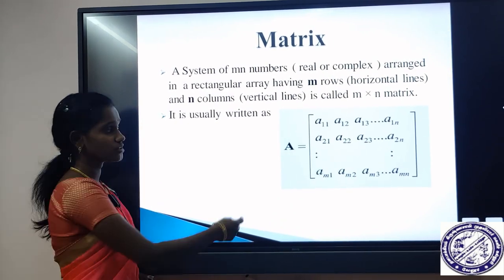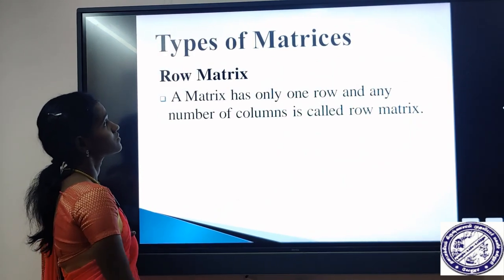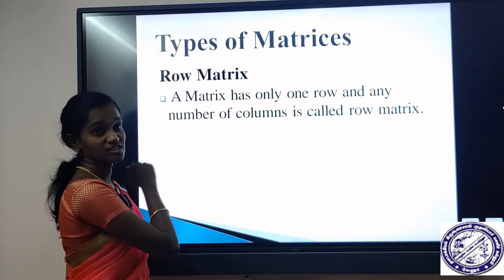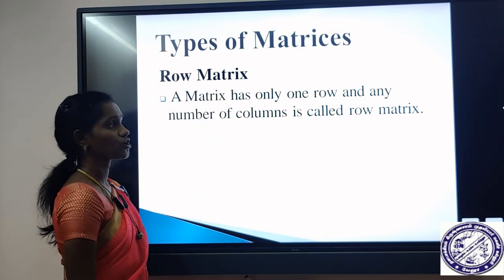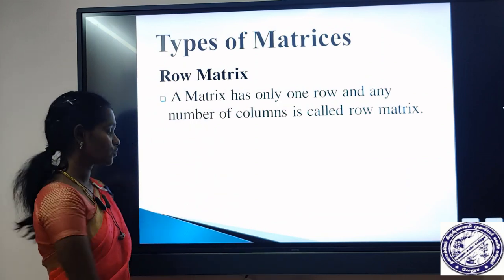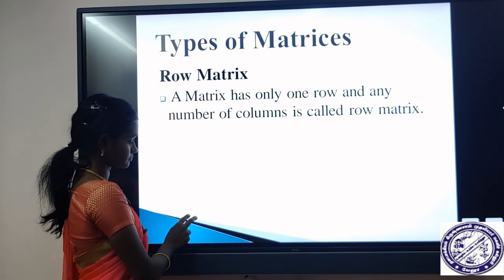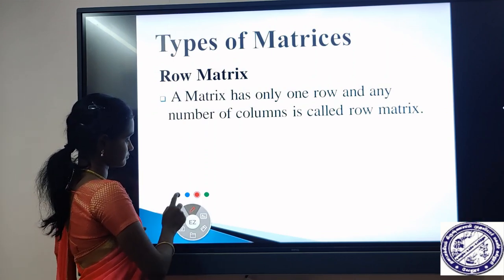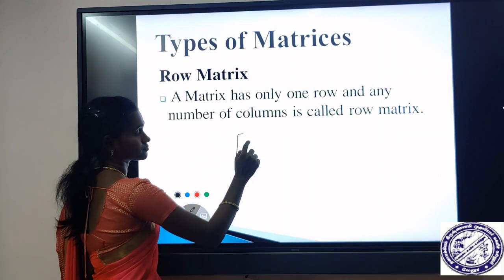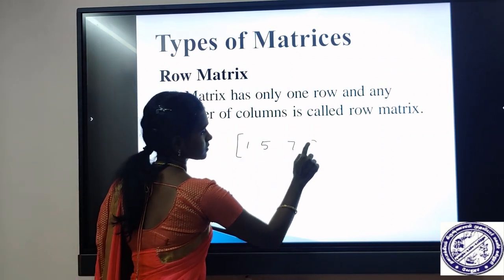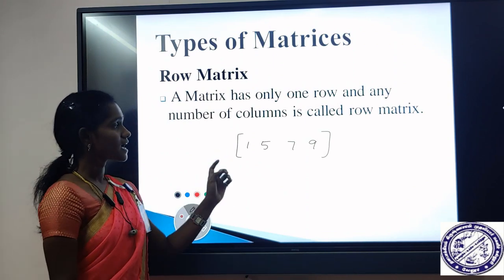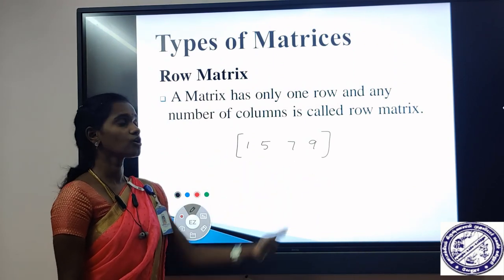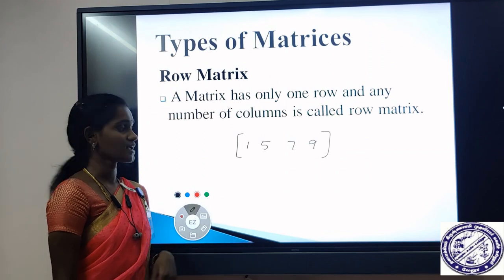Then we are going to say about the types of matrix. First, the row matrix. A matrix that has only one row and any number of columns is called a row matrix. For example, this is called a row matrix, which means it has only one row and 4 columns. So this is called a row matrix.